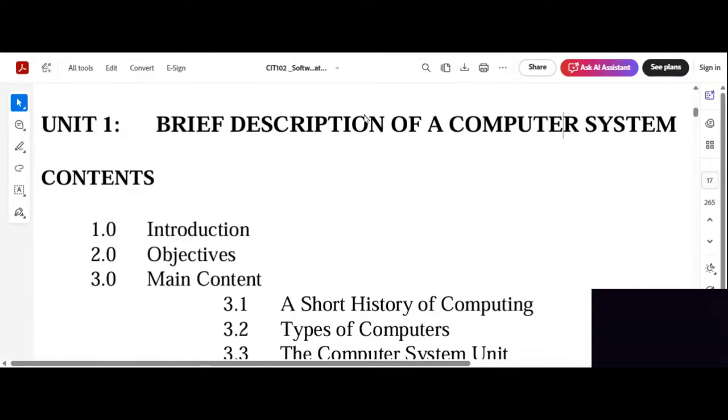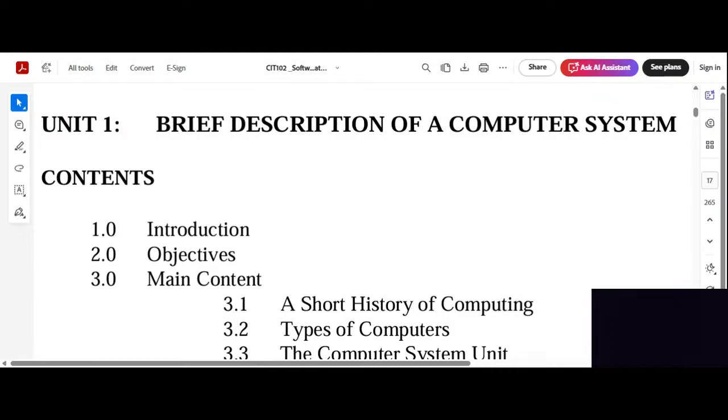So, this is CIT 102, computer software application skills. The course is about software application skills, some software in the computer that you will need to interact with as a teacher, helpful software that you will work with from time to time. That is what the course is all about. Computer software application skills.